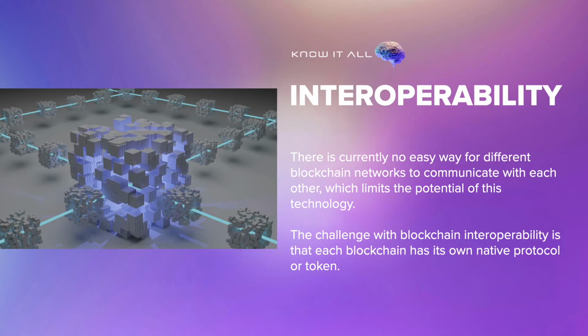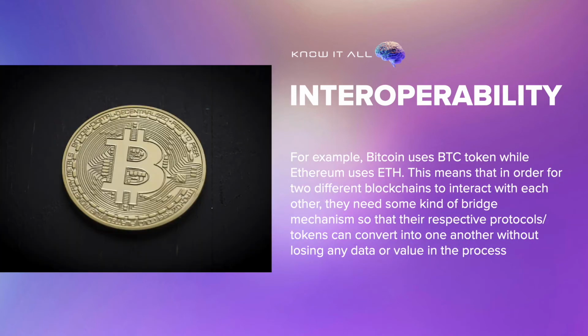Interoperability. There is currently no easy way for different blockchain networks to communicate with each other, which limits the potential of this technology. The challenge with blockchain interoperability is that each blockchain has its own native protocol or token. For example, Bitcoin uses the BTC token while Ethereum uses ETH.